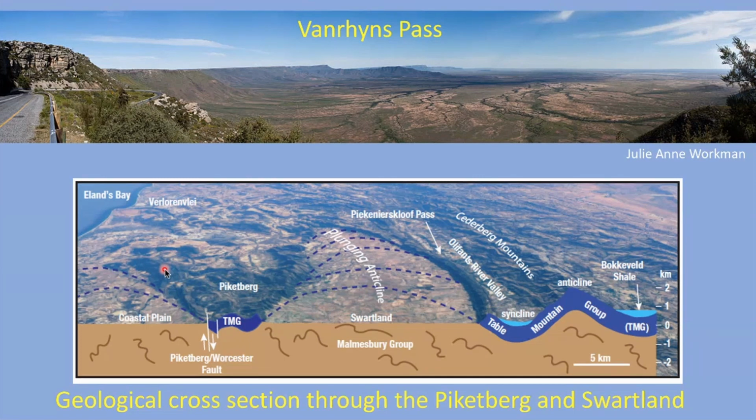So here we have Piketberg. Here's the Swartland, where they grow all the winter wheat. And then here is the Cederberg Mountains to the east and the Olifants River Valley cutting through them. And then the cross-section shows you that it's the Table Mountain Group sandstones that have been folded on top of this Malmesbury Group shale, and that extends over to Piketberg.